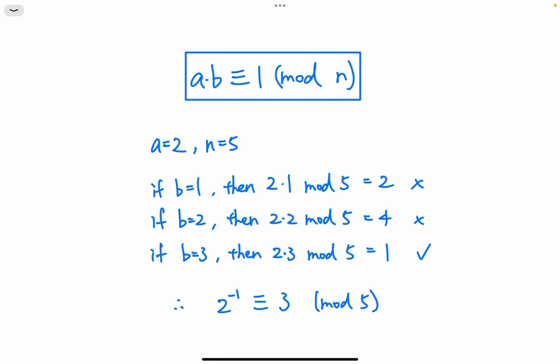If b equals 2, then 2 times 2 mod 5 is equal to 4, which also doesn't satisfy 1. And if b equals 3, in this case, then 2 times 3 mod 5 is equal to 1, which is what we want: it is congruent to 1, and it satisfies the equation. And so we could write it as: 2's multiplicative inverse is 3 under the scope of modulo 5.